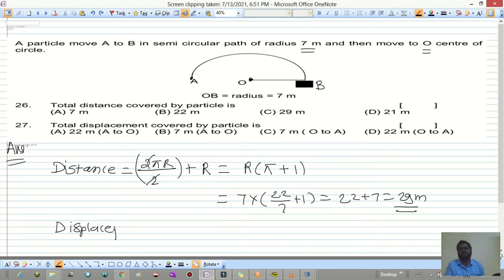Displacement is the initial position and the final position. So this is the displacement, that is from A to O, 7 meter. So that is B option. Here C option. Next question.